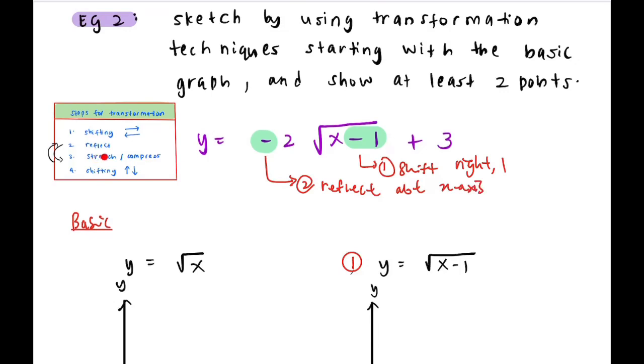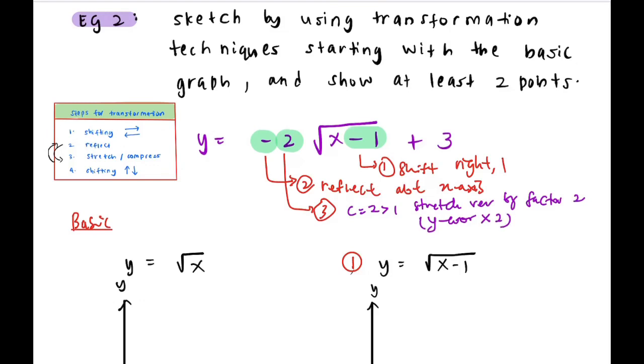Next, do you have stretch or compressed? Do you have something multiplied inside your x or something multiplied outside? Yes, we have something multiplied outside here. 2 is multiplied outside, meaning that this is your third transformation, which is depending on your c. So now our c is equal to 2. So this is more than 1. So since it's happening outside, meaning that this is stretch vertically by factor c. So later on, we want to take our y coordinate. We want to multiply by 2.